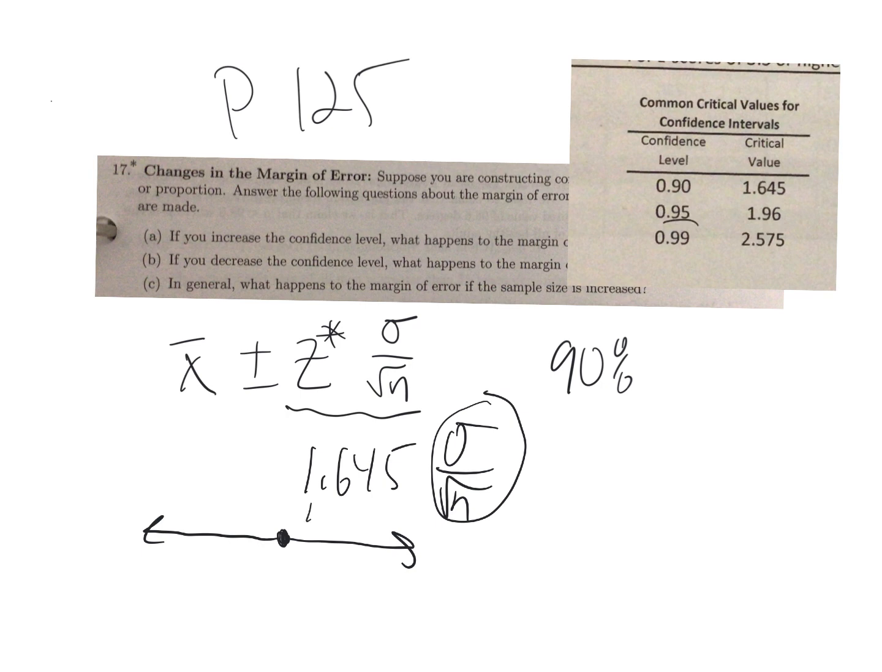Well, that makes the z-score 1.96. You see how this is a bigger number? So this is how many standard deviations. So here's the standard deviation. This is how many standard deviations you're going to go above and below the mean.